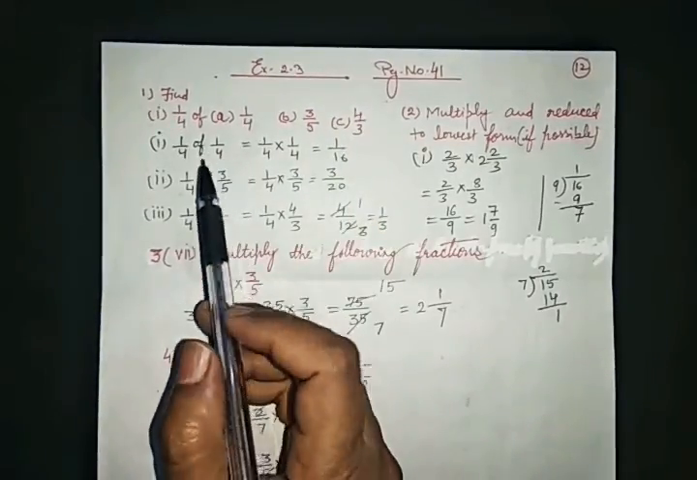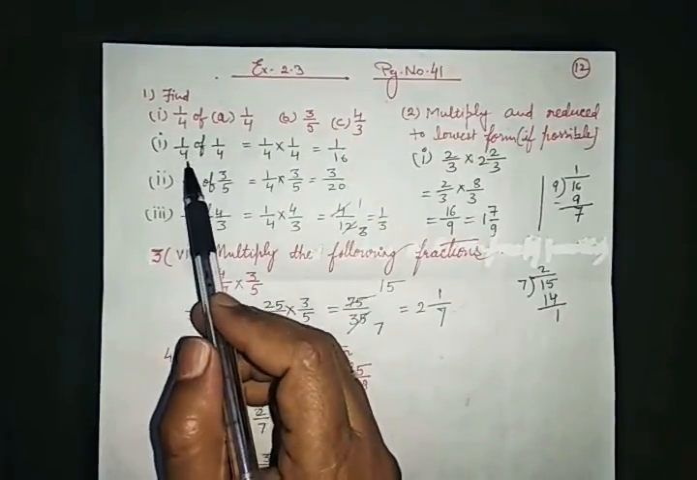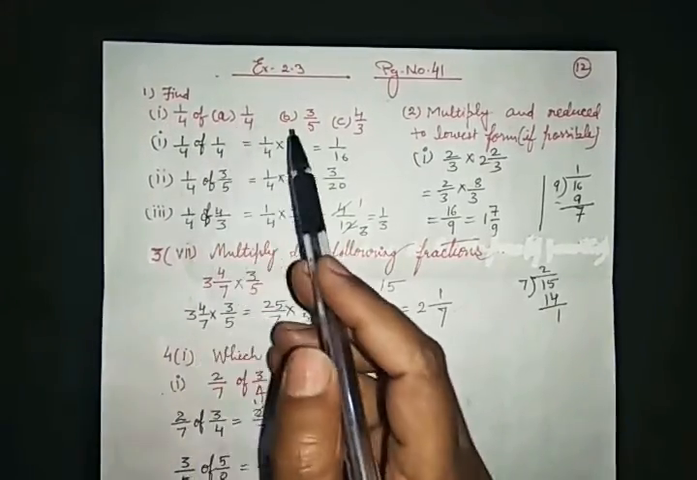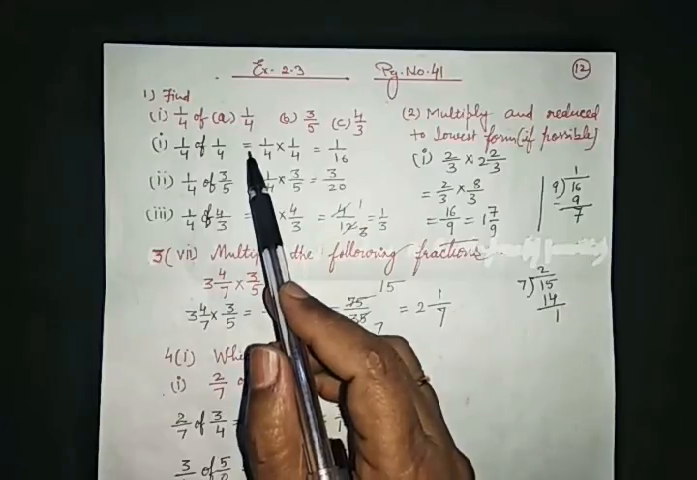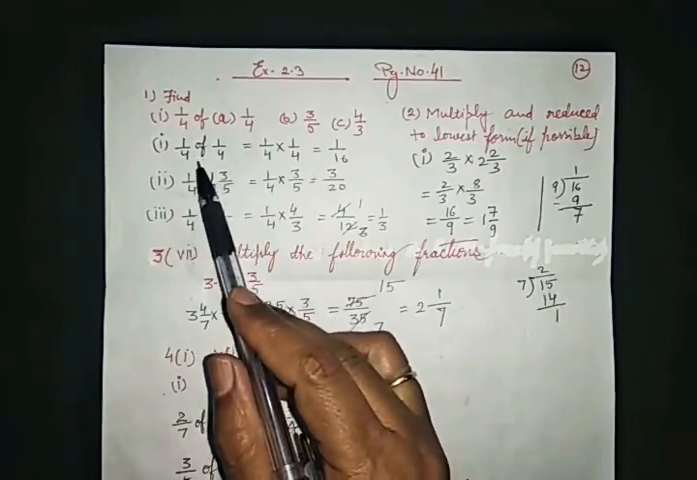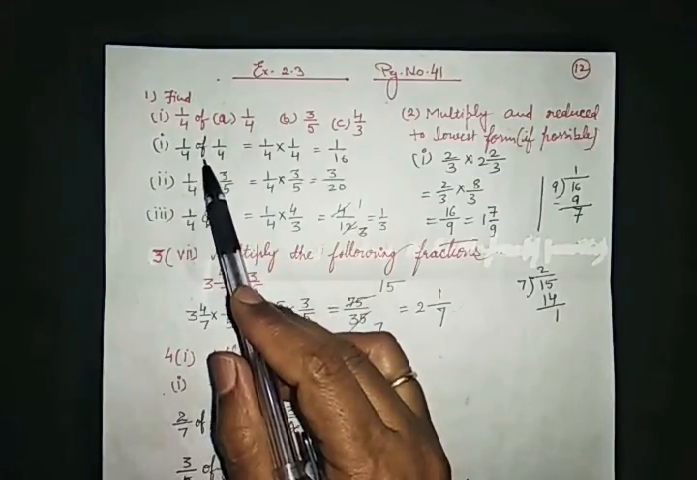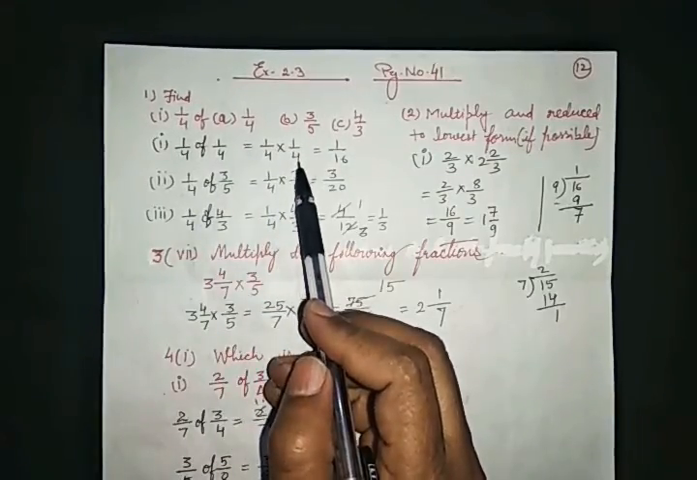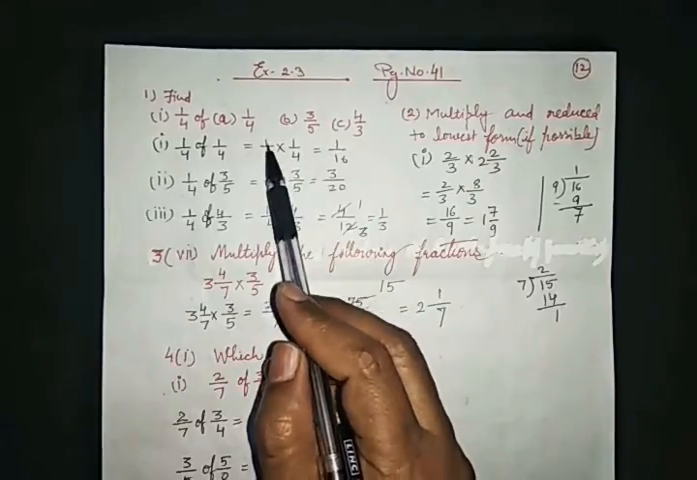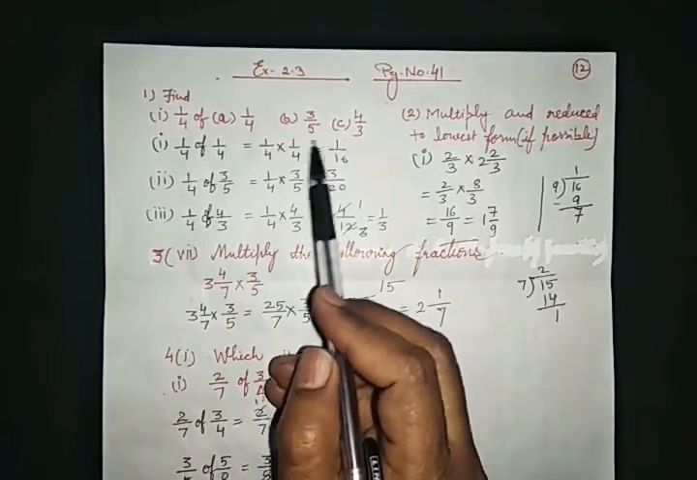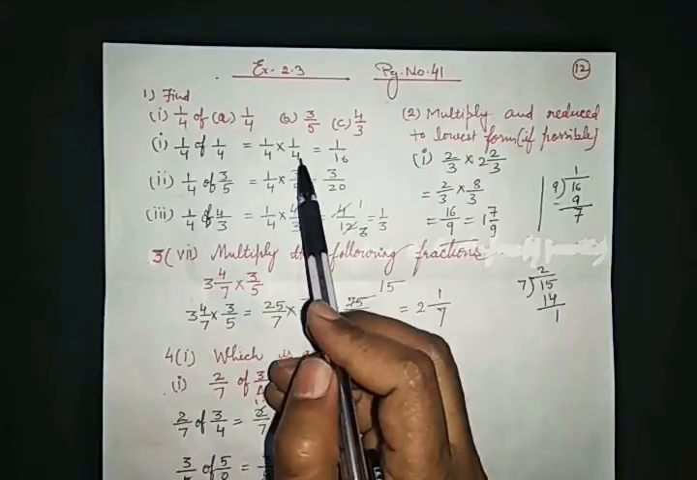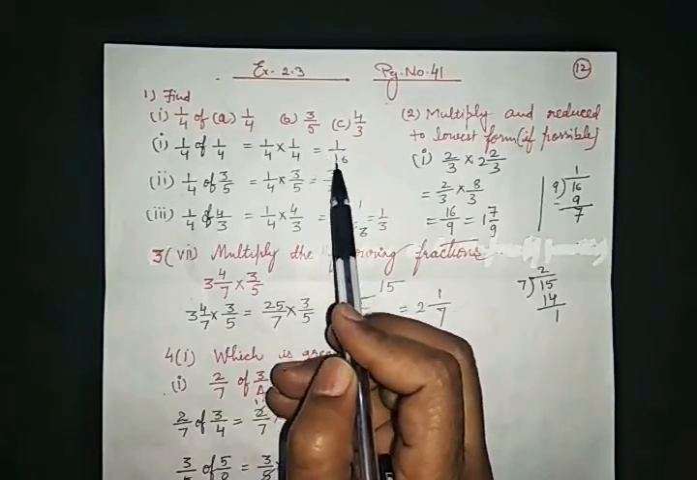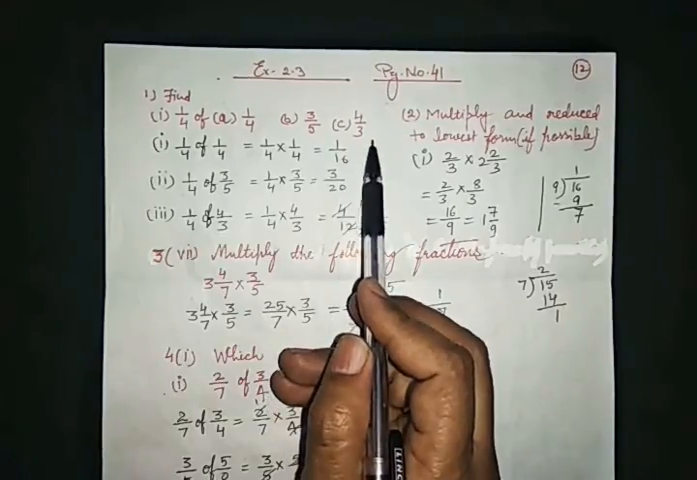First I am taking here 1 by 4 of 1 by 4. Now in the last video I have told that "of" means what? Multiplication. So 1 upon 4 into 1 upon 4 is equal to 1 into 1, which is 1. And 4 multiplied by 4, we get 16. So the answer is 1 upon 16.